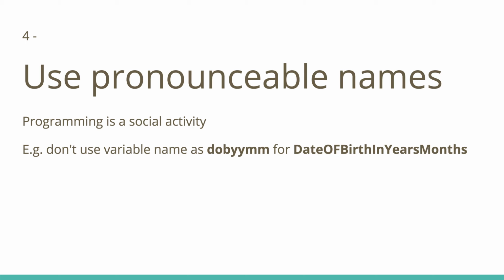The fourth tip is to use names that are pronounceable. Remember, coding is a social activity. We talk to each other, we review each other's code, we design, we talk about pros and cons. So it's better to use names that are easy to pronounce. So instead of using Dobiyam, which might mean date of birth in years and months, just use date of birth in years and months. So it's easy to pronounce. People don't have a hard time pronouncing it. So use names that are pronounceable.